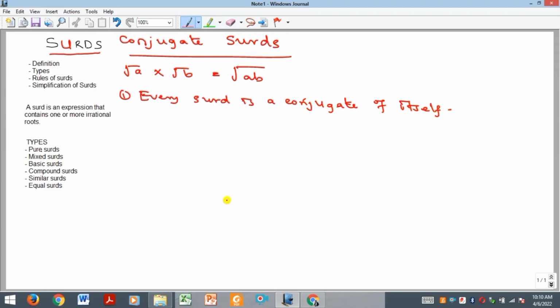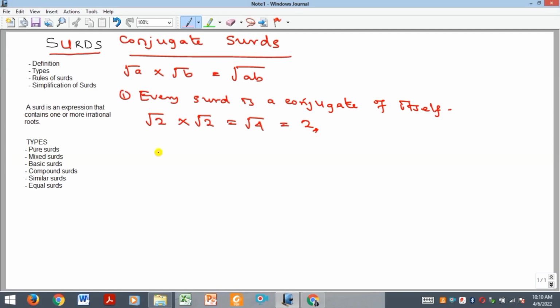So every basic surd is a conjugate of itself. For example, root 2 is a conjugate of itself because root 2 times root 2, by the multiplication I just showed above, is going to give you root 4, and root 4 is equal to 2. So that gives you a rational number.